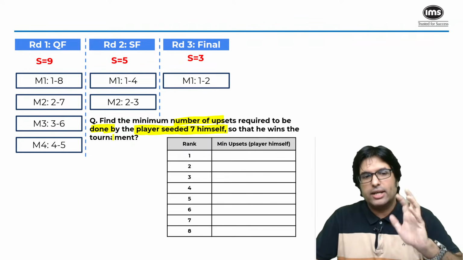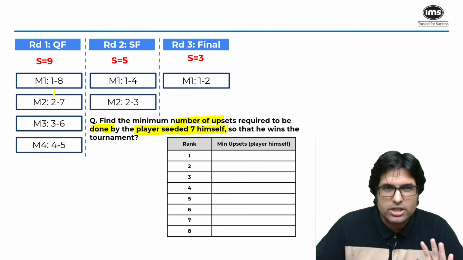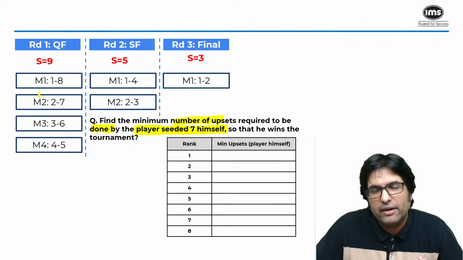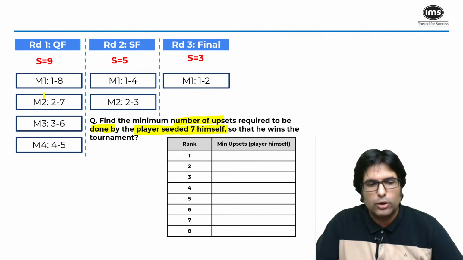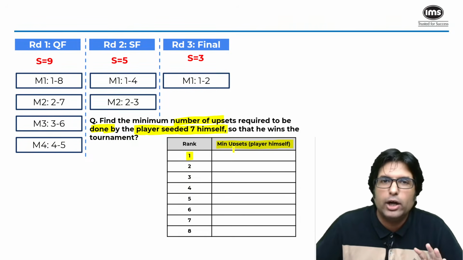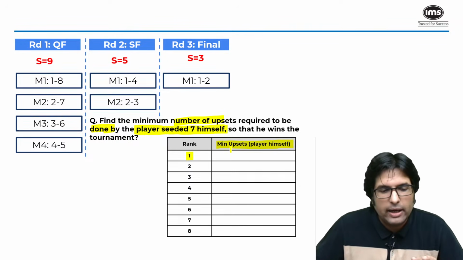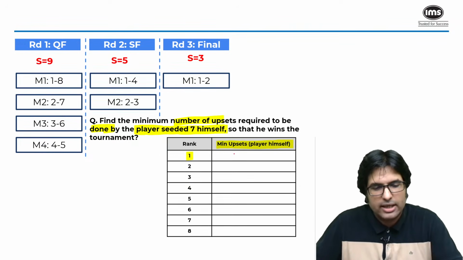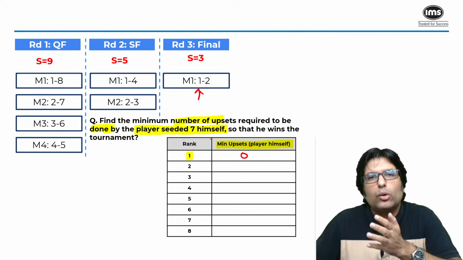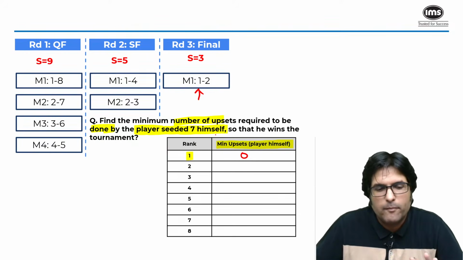So let me illustrate this with an example, and for the sake of convenience I have reduced the number of players to 8, because it would be convenient to look at smaller values and then stretch it to any number of players. So let's start with the player ranked 1. What is the minimum number of upsets that the player himself would be required to participate in? We would say this answer is clearly 0. Player ranked 1 is the best ranked player. He doesn't need to get involved in any upset himself.